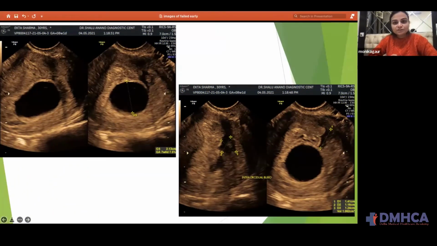Patient 30 years of age, coming for the dating scan at 8 weeks, 1 day, and we see such a big gestational sac, which is measuring 21.3 millimeter in diameter, corresponding to 7 weeks, 0 days. No yolk sac seen, no fetal pole seen. A clear-cut case of blighted ovum.